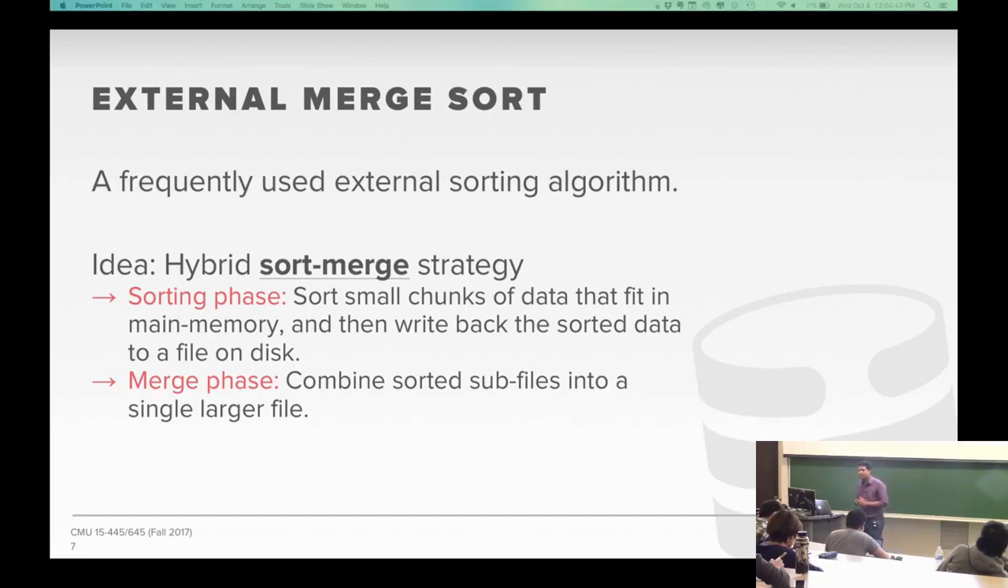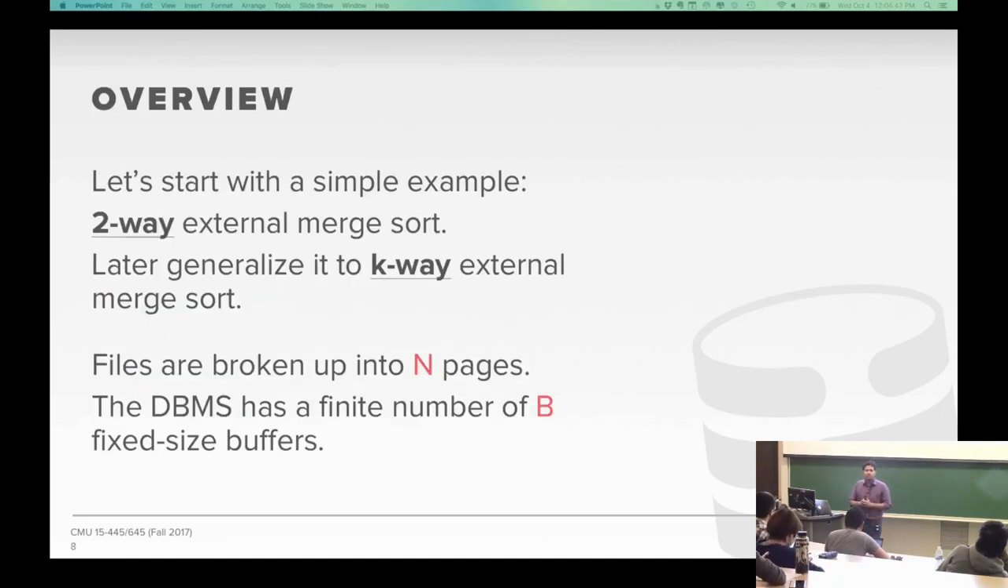So let's start with a simple example to illustrate the algorithm. We will start with the two-way external merge sort, and we will later generalize this design to a k-way external merge sort algorithm, okay? To give some context, let's assume that files are broken up into N pages, and the database system has B fixed-size buffers for processing the operation. Okay, so that's the problem setup.